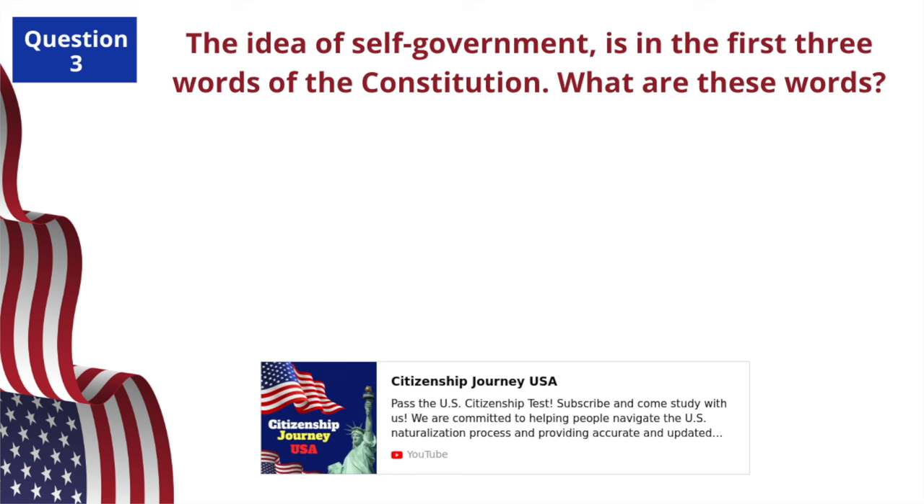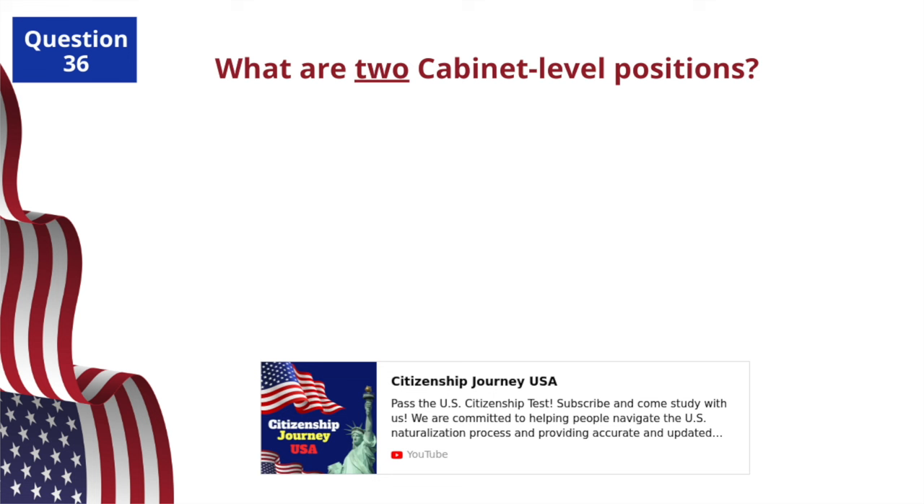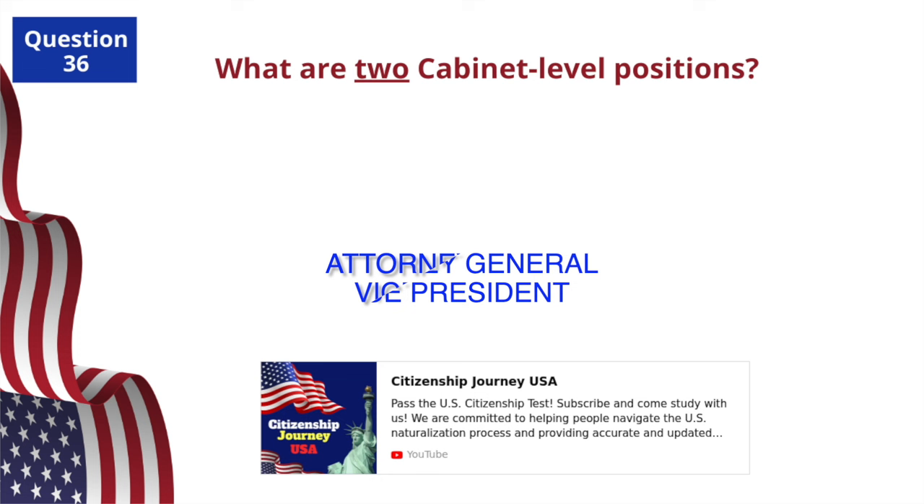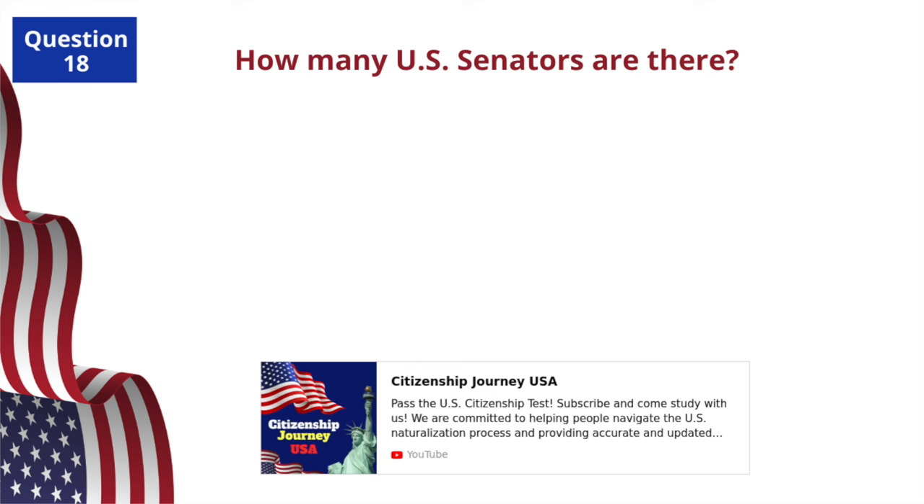The idea of self-government is in the first three words of the Constitution. What are these words? We the people. What are two cabinet-level positions? Attorney General, Vice President. How many U.S. Senators are there? 100.